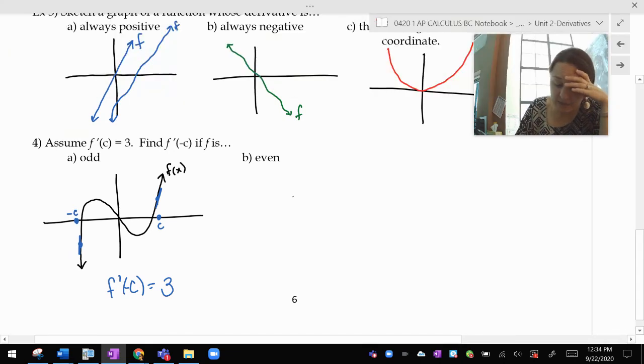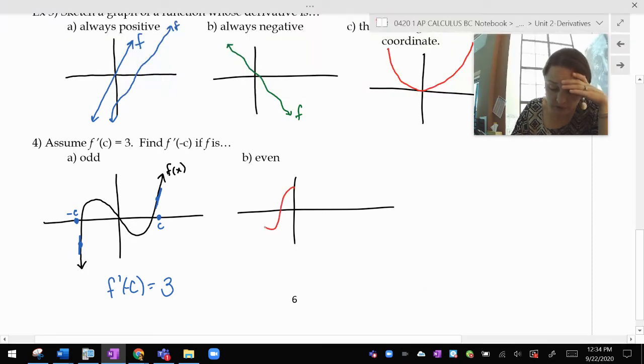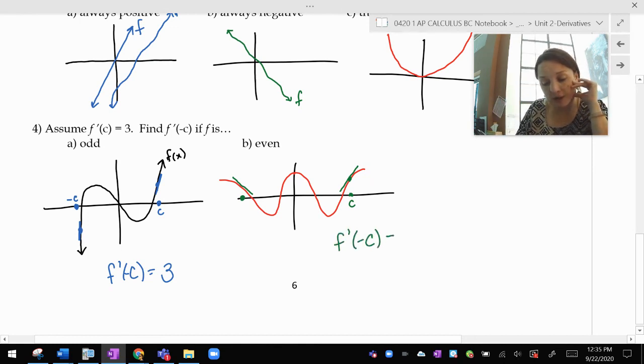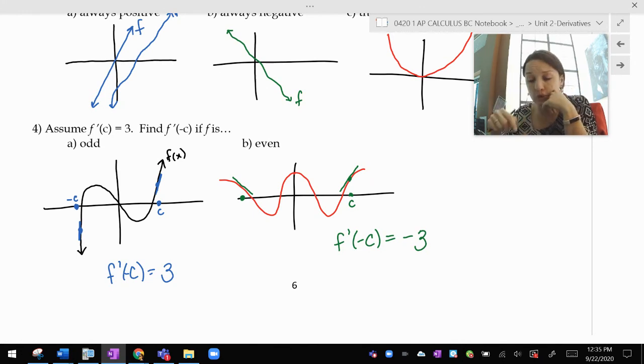If I have an even function, that's a function that is symmetric with respect to the y-axis, say something like the cosine function, and f prime of c is 3. So now let's put c over here. That has a slope of 3. If I pick that same point over here, it's decreasing, but with the same steepness. So f prime of negative c on an even function would be the negation of f prime of c. So just something to push your brain a little bit. Now we have to think about odds and evens and how that might be helpful to us.